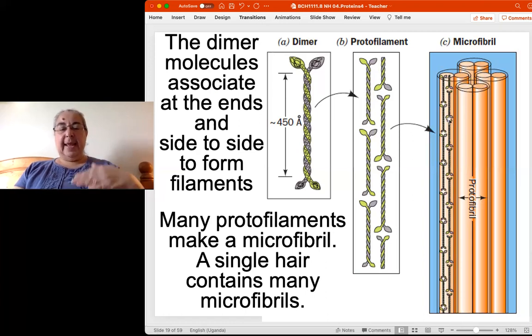Okay, layer after layer after layer of structure, getting bigger and bigger at each stage, until finally we have basically one of the hairs on our head, which has lots of different cells inside, which are packed with these different fibrils of keratin.